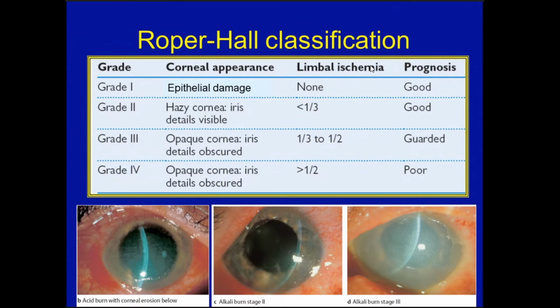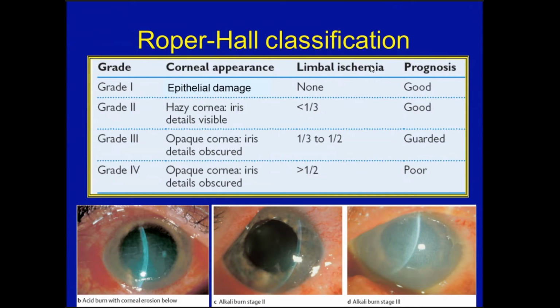According to this classification, we have four grades of the burns. First grade, we see epithelial damage, no limbal ischemia, and such burns usually have good prognosis. Grade second, hazy cornea, iris detail visible, and limbal ischemia less than 1/3, and the prognosis is also good.